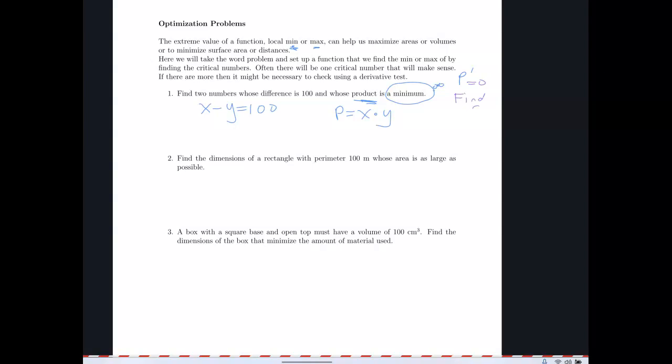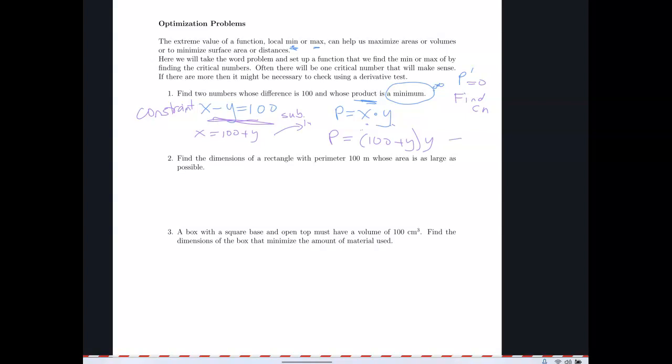Okay, but I look at this and it's got two variables. So this is where I take this, which is typically called the constraint, and I want to solve for one of the variables. So let's just solve for x. So I get 100 plus y. So I want to substitute into this equation. So I get p equals 100 plus y times y.